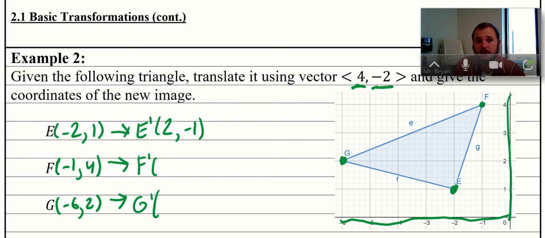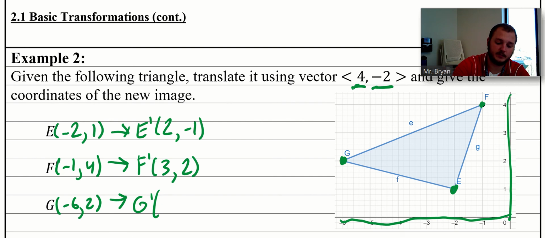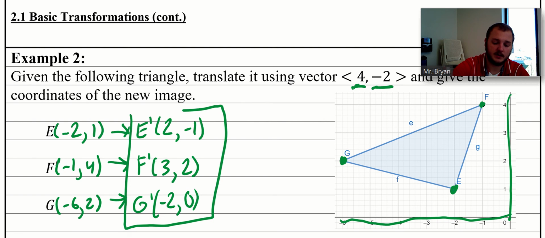And we're going to do that same thing with the rest of these points here. At F, the x-coordinate is -1. It tells me to add 4 to that, so -1 plus 4 gives me +3. And 4 is the y-coordinate, and it tells me to subtract 2. If I subtract 2 from that, it becomes +2. Same thing with G prime. -6 plus 4 is going to give me -2. And then +2 minus 2 is just going to give me 0. And these would be my final answers here.